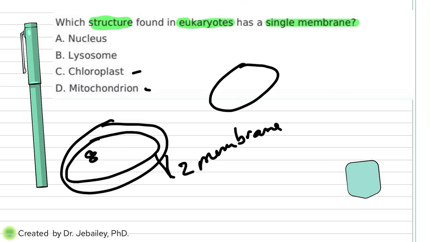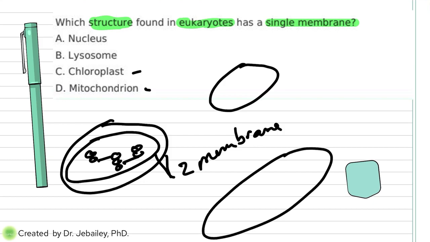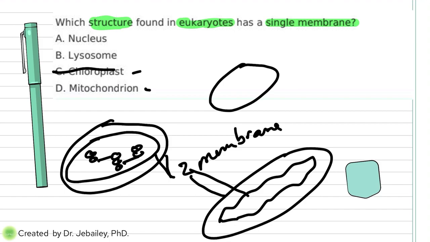And then you have those chloroplast thylakoids going like this. And mitochondria are the same thing. You can see that it has the outer layer and then the inner layer. This is also a two-membrane structure. So C and D are out of the question.